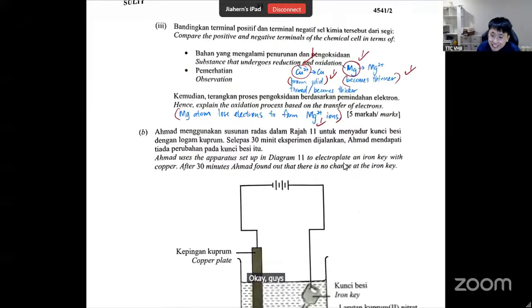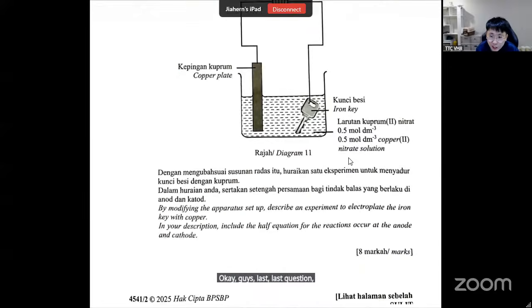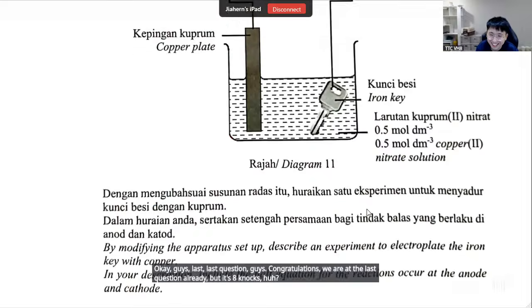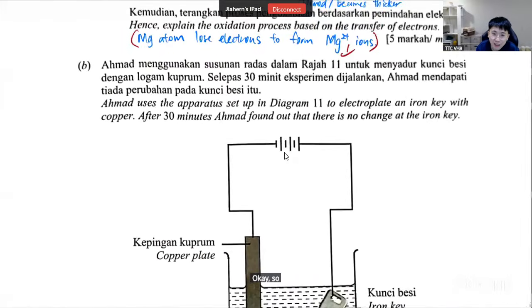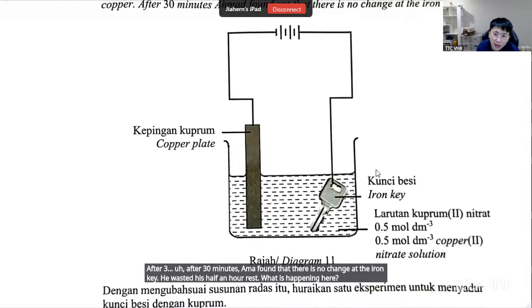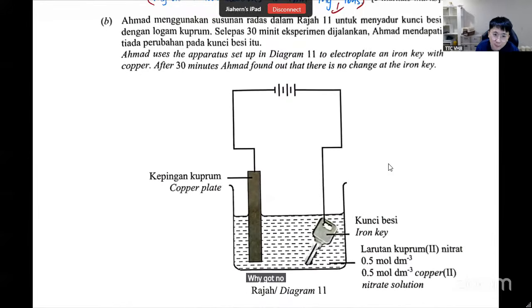Okay, guys. Last question, guys. Congratulations. We are at the last question already, but it's 8 marks. Now Ahmad uses the apparatus setup in diagram 11 to electroplate an iron key with copper. After 30 minutes, Ahmad found that there is no change at the iron key. He wasted his half an hour, guys. What is happening here? Why got no electroplating happening here?